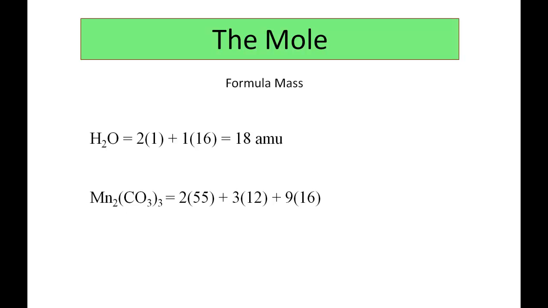Manganese 3 carbonate has 2 manganese, each having an atomic mass of 55. It has 3 carbons, each having an atomic mass of 12, and 9 oxygens, each having an atomic mass of 16. If we add all those together, you get 290 AMU. So one compound of manganese 3 carbonate weighs 290 AMU, whereas one molecule of water weighs only 18 AMU.